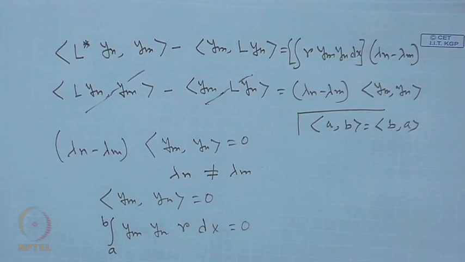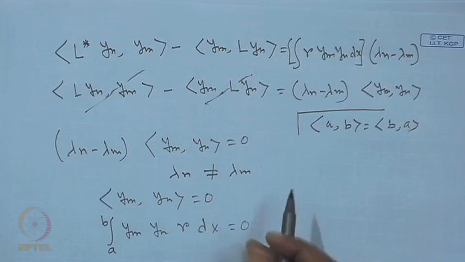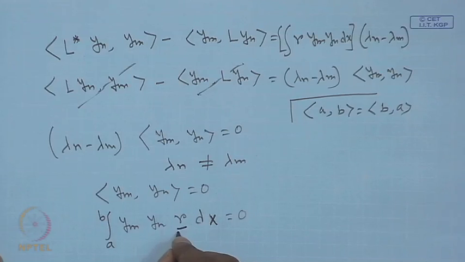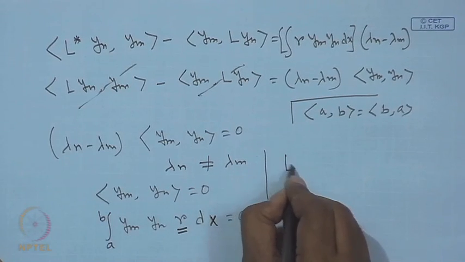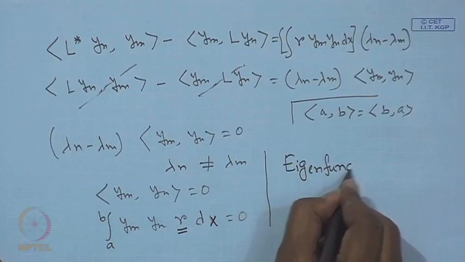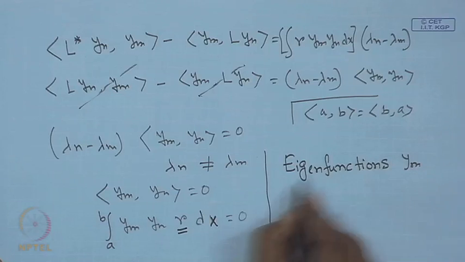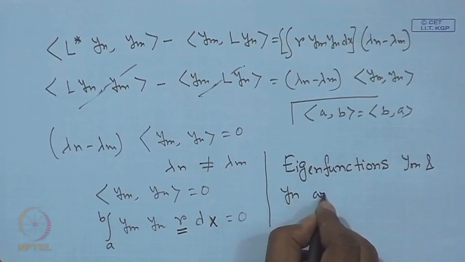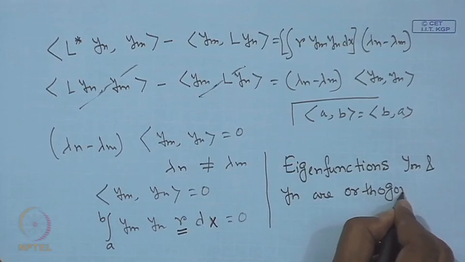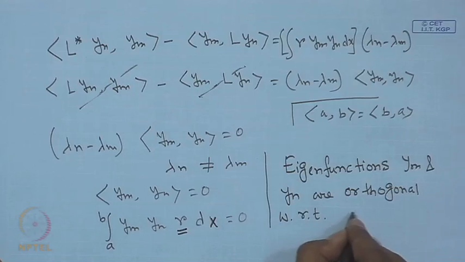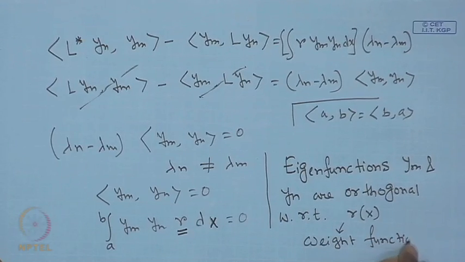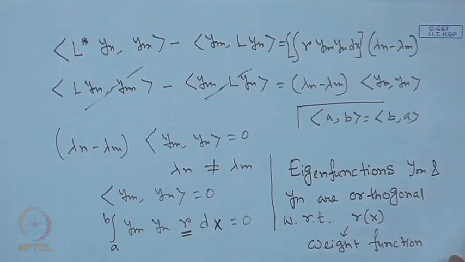So, therefore, this proves that the eigenfunctions y n and y m are orthogonal to each other with respect to the weight function r. So, this proves that eigenfunctions y m and y n are orthogonal with respect to the weight function r of x, this is known as the weight function. So, this completes the proof that for the Sturm-Liouville problem, the eigenfunctions are orthogonal functions with respect to the weight function r. Okay, next we go to theorem number 3.